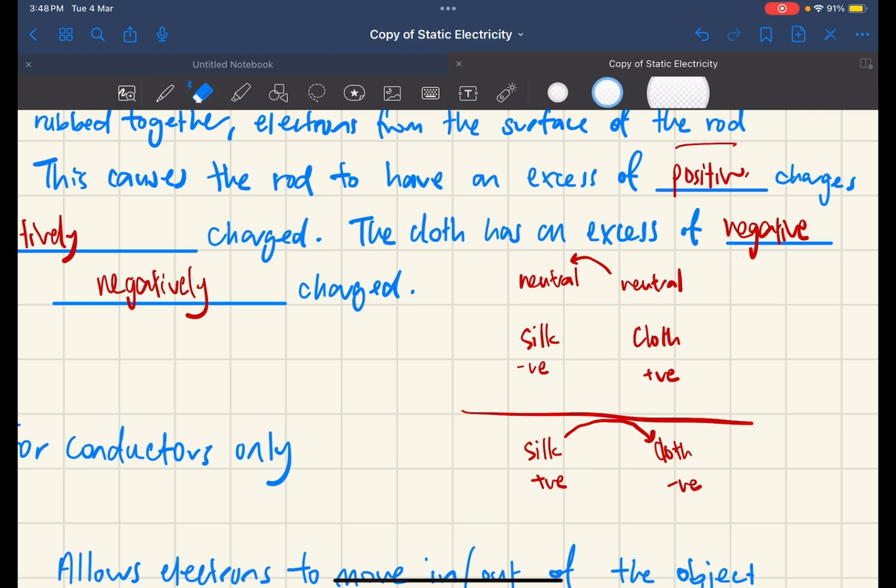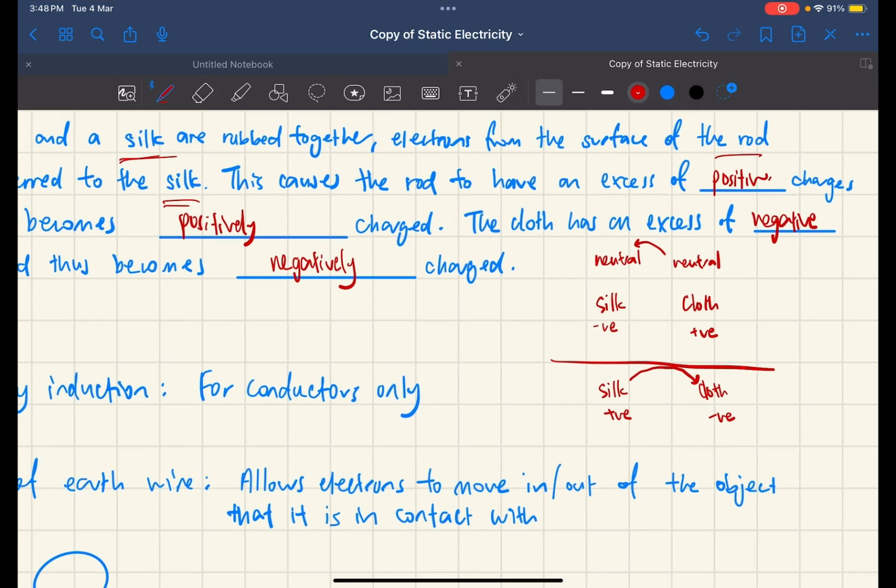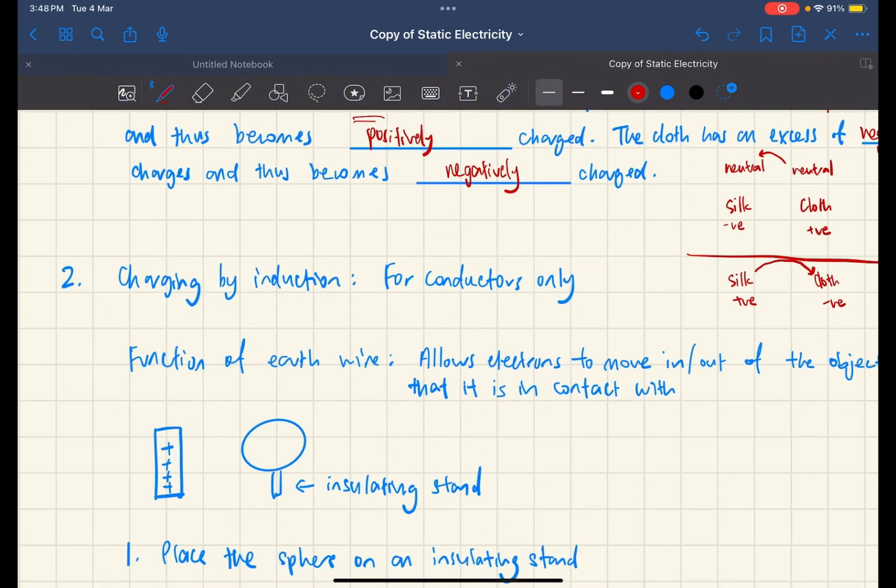Next portion is charging using induction. Charging using induction means that you charge without contact. So you have, let's say, a rod over here and a sphere over here. You don't touch them together. You place them in separate positions and then you'll be able to charge this sphere over here.